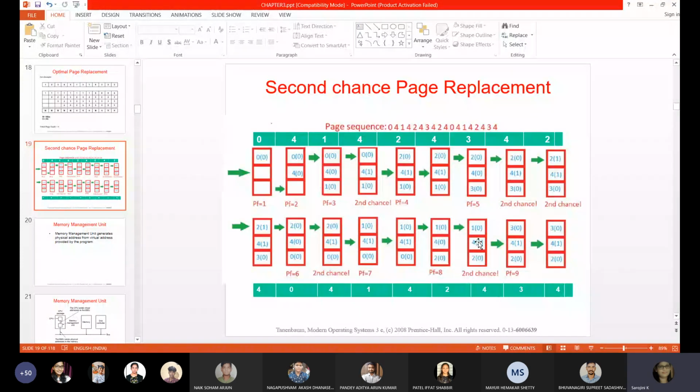Now, which page is coming? Page number 3 comes. Page number 3 was not already there, so it is a page fault. We have to keep page number 3 here. Any one of the pages should be removed. This is the pointer page, reference bit 0, so of course we can remove it. We removed it and we kept page number 3.